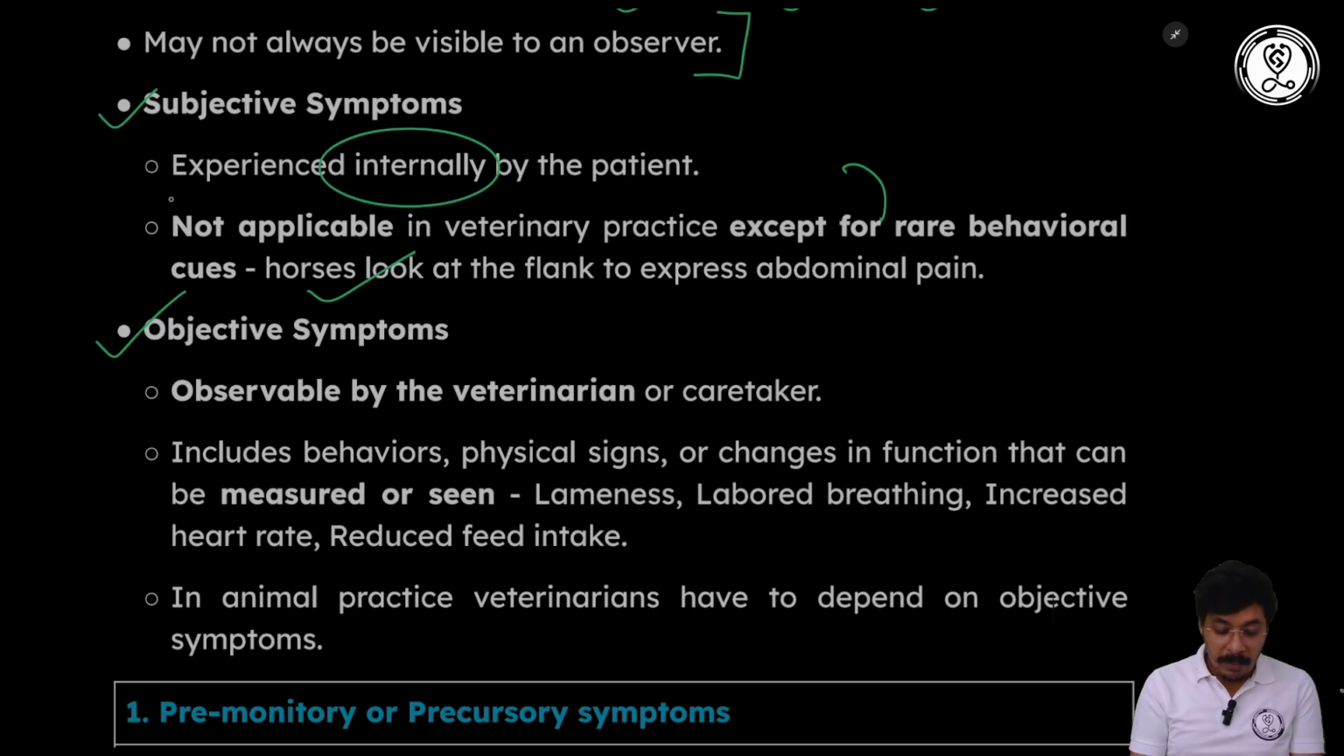They are not applicable in veterinary practice because they are only experienced by the patient internally, and in veterinary practice the animals cannot speak. They will not tell you what they are actually experiencing. That is why it is not applicable in veterinary clinic practice. But there are some exceptions, like rare behavioral cues in horses. Usually they look at their flank region to express abdominal pain, but it is also not very conclusive.